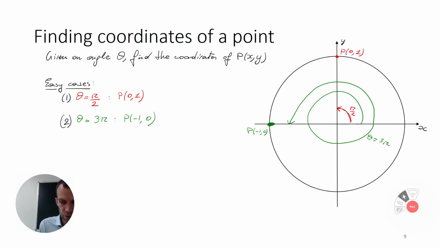There's a few more that you can do. For instance, I'll let you do theta is minus pi over 2, and you should find that similar to that one over there, the point is 0, minus 1. So those are the easy cases. Let's do a couple more tricky ones.